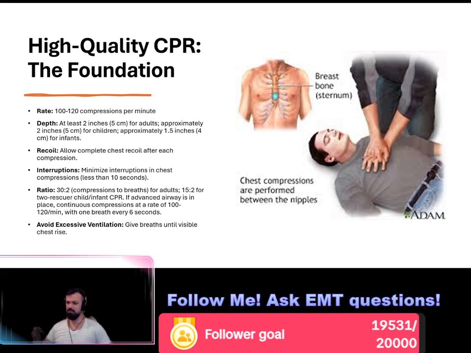So the ratio is 30 to 2 for everybody if you're by yourself. Adults is always 30 to 2 unless you have an advanced airway, and infants and children, or pediatrics, is 15 compressions per 2 breaths if you have 2 or more responders.